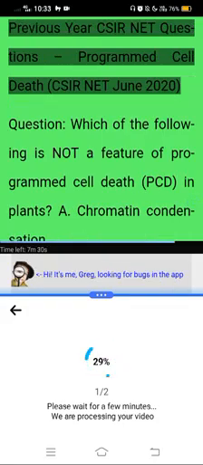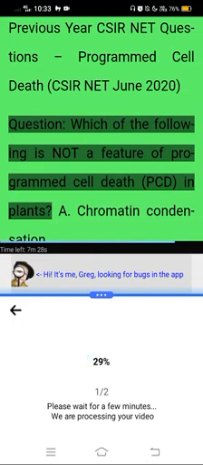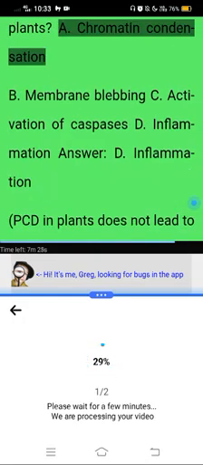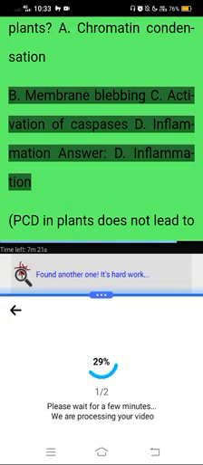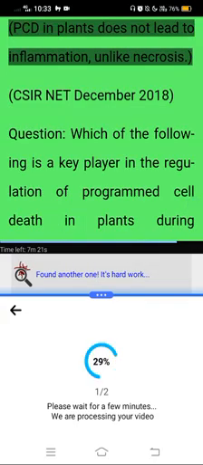Previous year CSIR NET questions. Programmed cell death, CSIR NET June 2020. Question: Which of the following is not a feature of programmed cell death (PCD) in plants? A. Chromatin condensation. B. Membrane blebbing. C. Activation of caspases. D. Inflammation. Answer: D, inflammation. PCD in plants does not lead to inflammation, unlike necrosis.